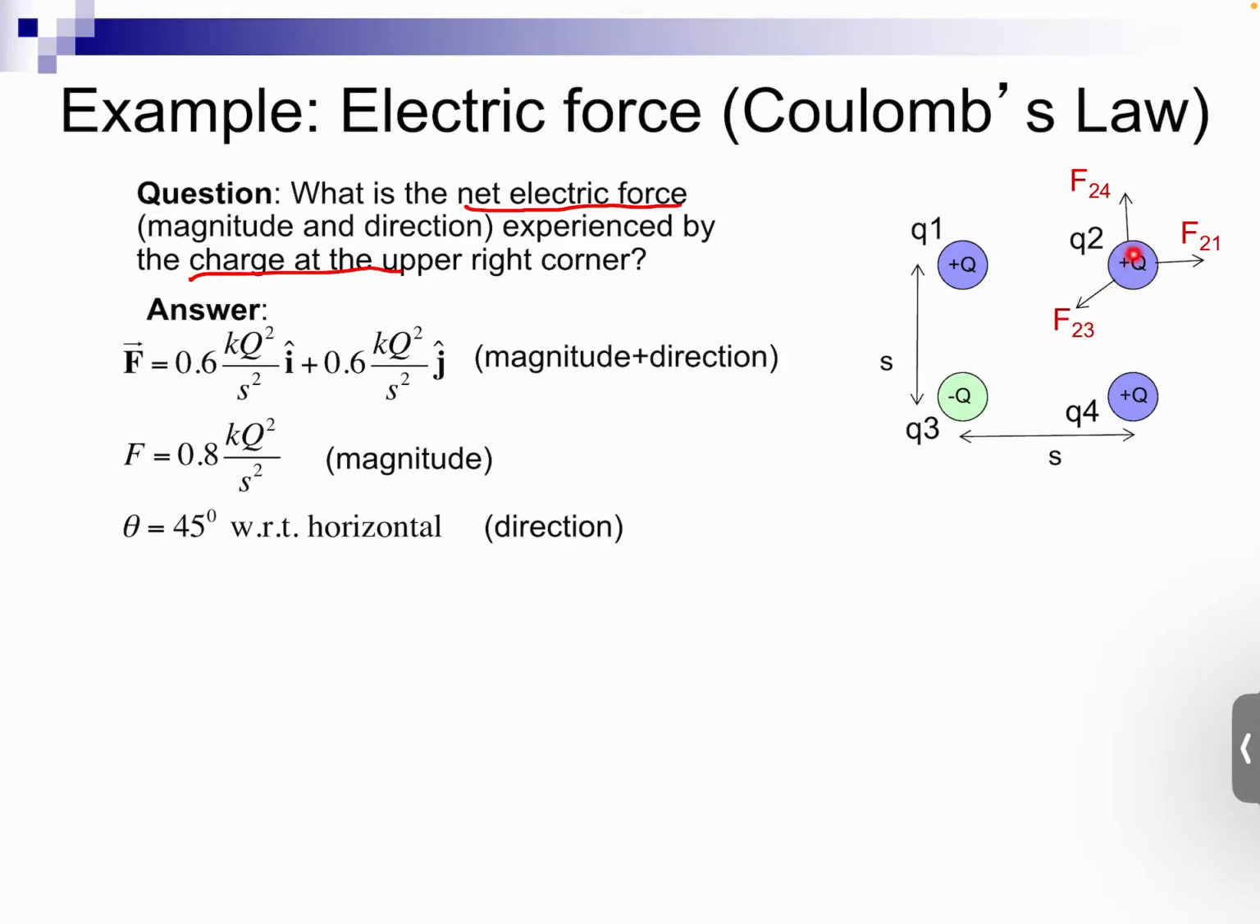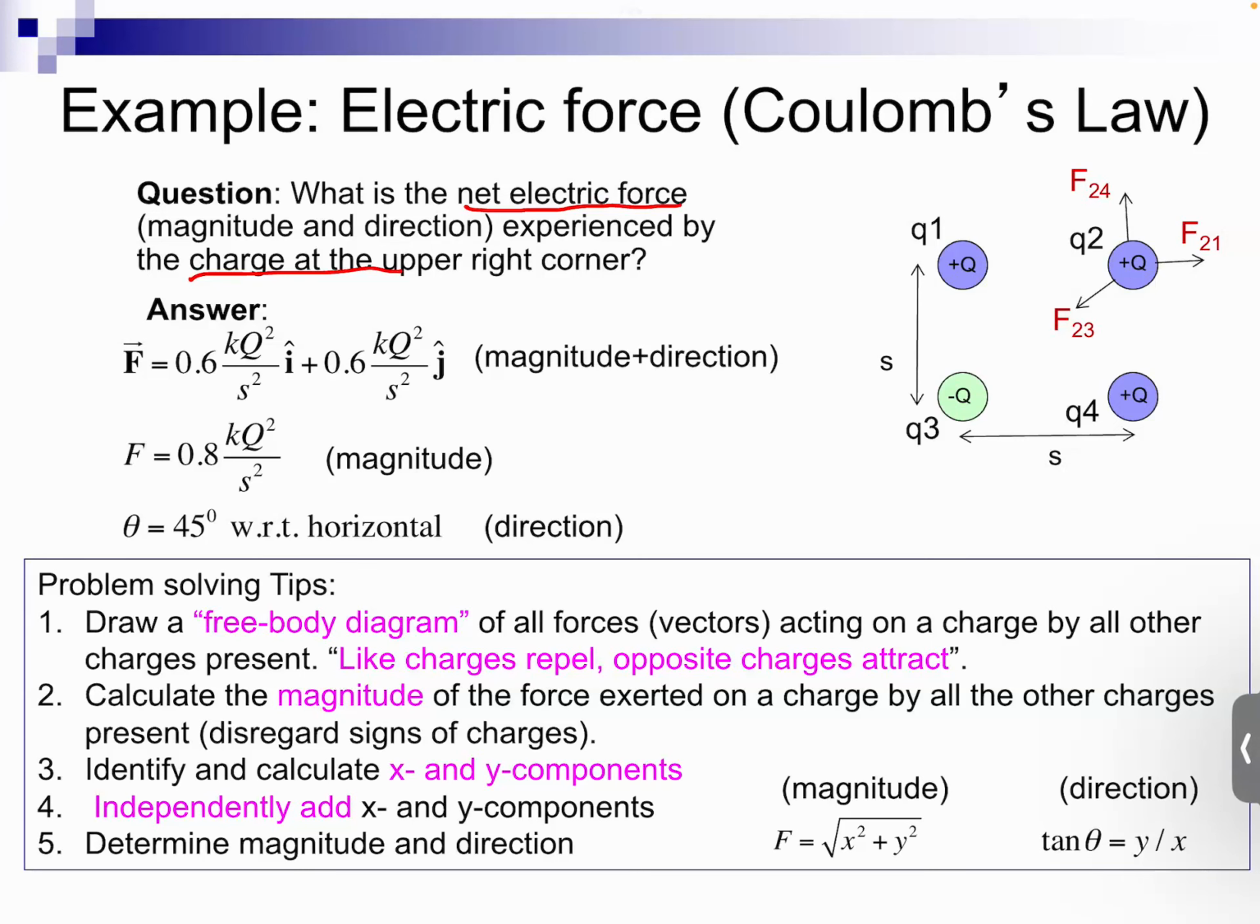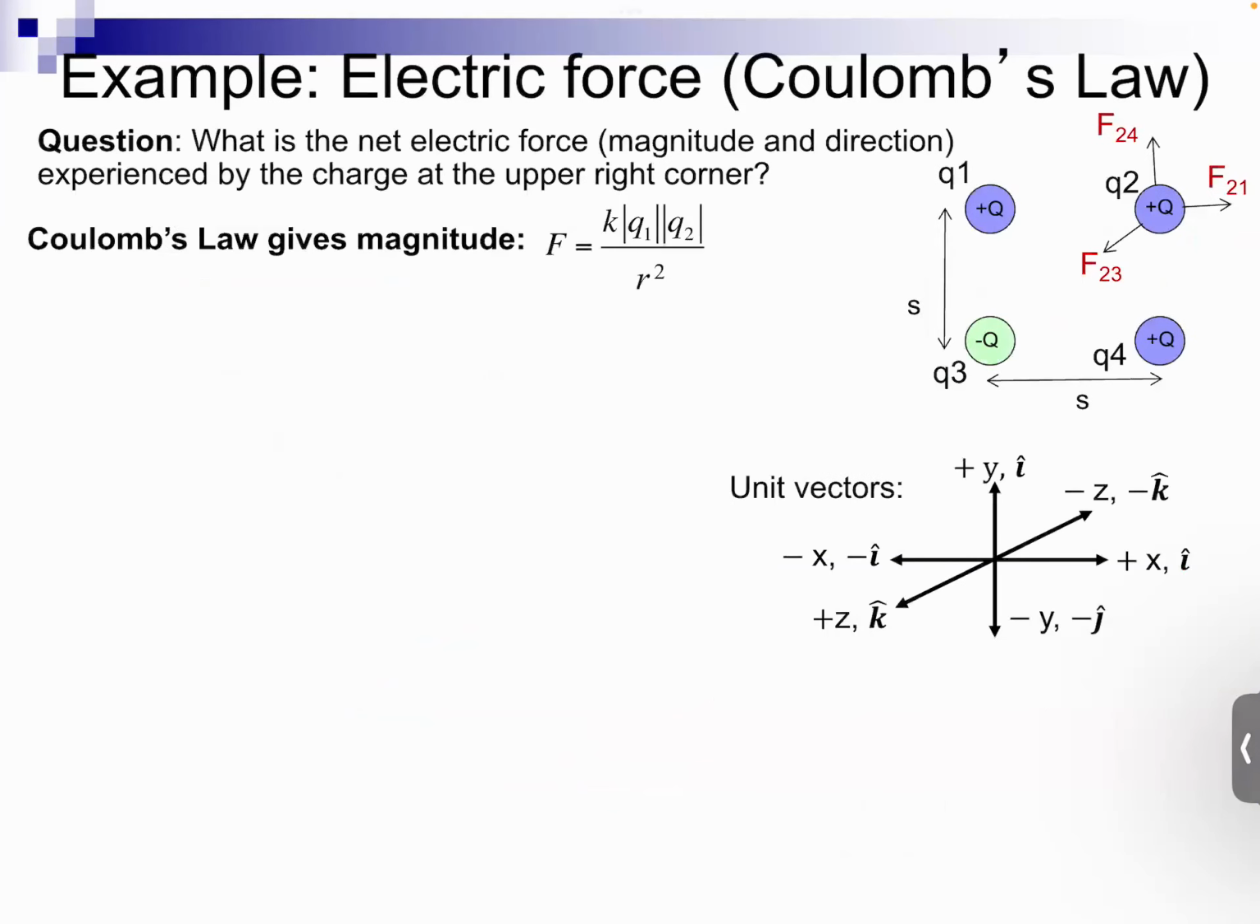Just looking at the free body diagram, you see a diagonal force, which tells you that there has to be an X component and a Y component present in the net force. So how do we do that? I've laid down some guidelines, some steps that you can follow when you're solving for forces. The most important is to draw a free body diagram, because from there you get the direction of the force, and the magnitude is calculated by Coulomb's law. So let's apply that to this example.